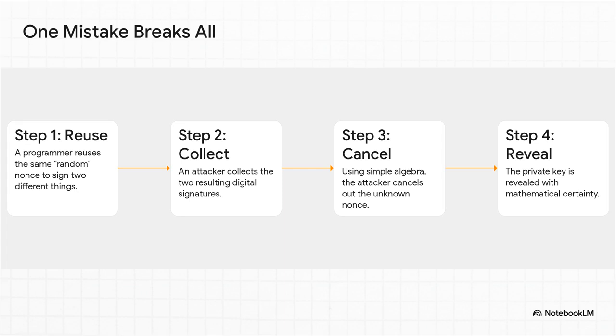If a programmer gets lazy or just makes a mistake, and the same nonce gets used to sign two different messages, well, an attacker can just grab those two public signatures. Then, with a little bit of algebra, I'm talking like high school math here, they can literally cancel out the shared nonce in the equations and solve for the one thing that was supposed to be secret forever, your private key. It's not a guess, it's not a brute force attack, it's pure mathematical certainty.